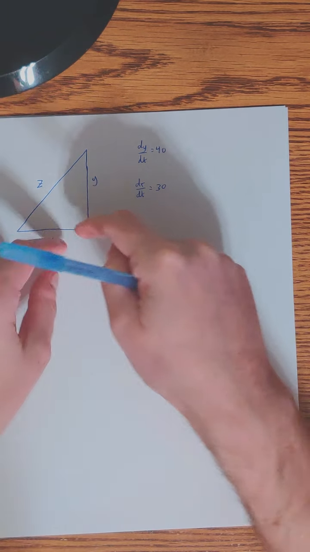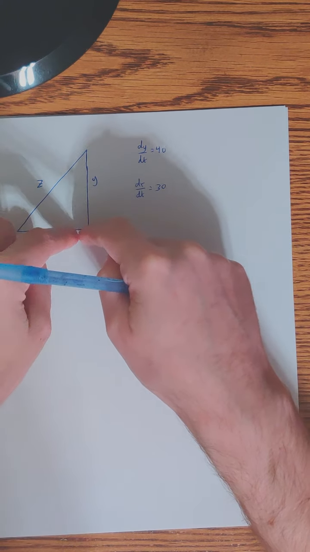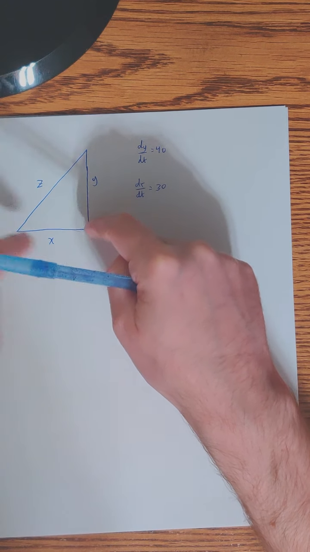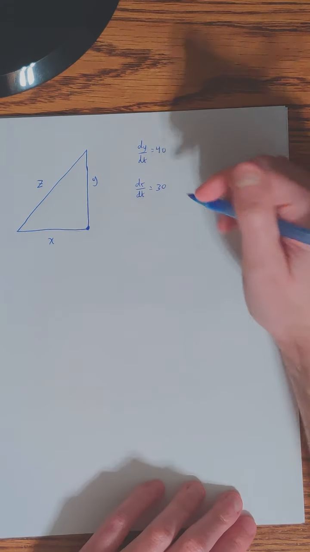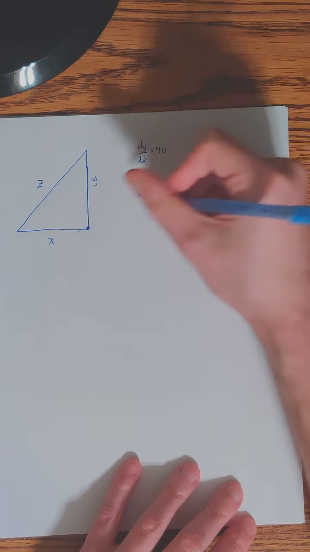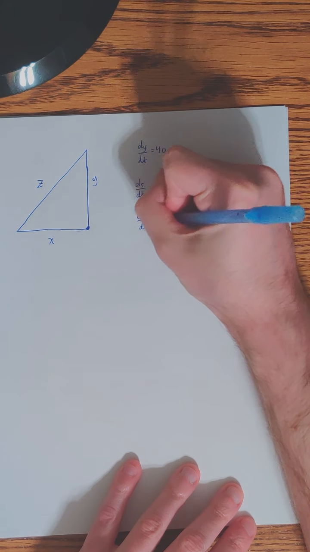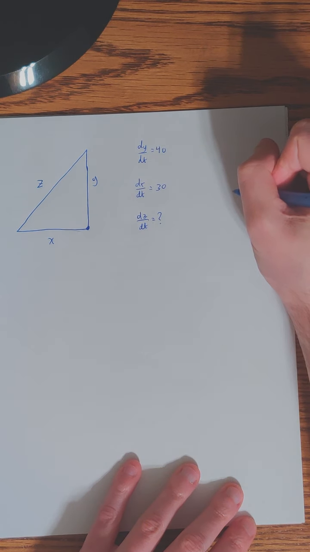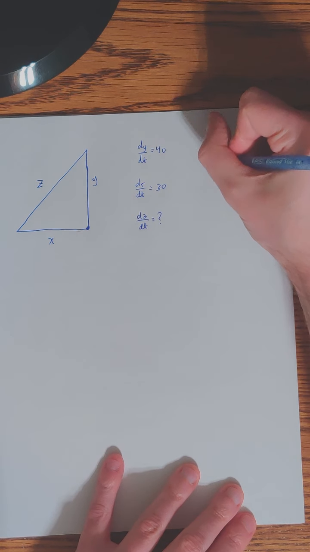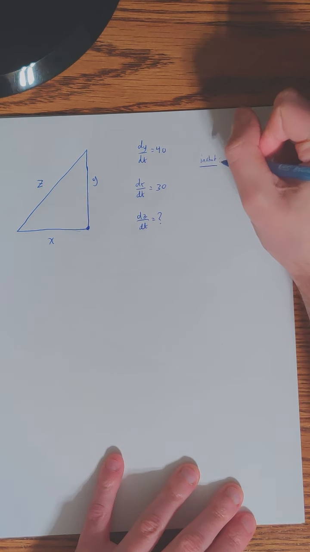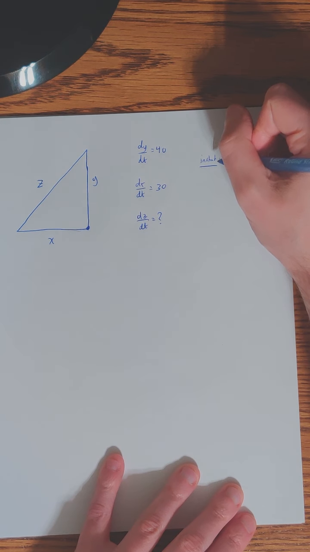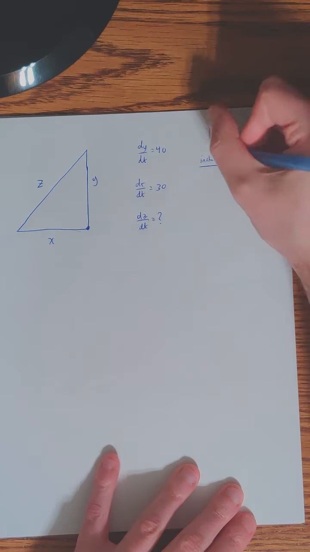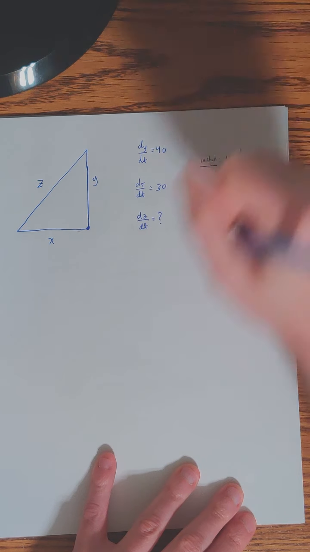It doesn't matter the direction, it matters what's happening to the quantity. And this distance from the starting point to the left is getting larger. So dx dt is positive 30. And we want to find dz dt, question mark. And our instant is when the taxicab on Park Avenue, which is this north one, has gone half a mile. So when y equals 1/2.